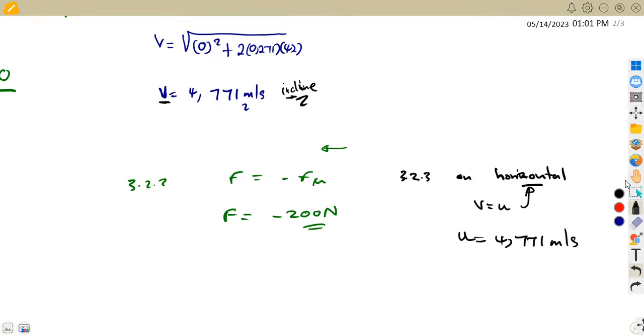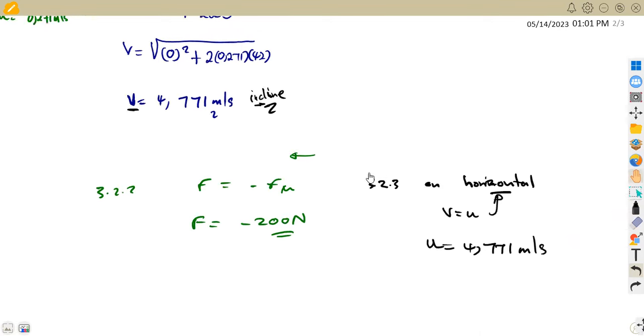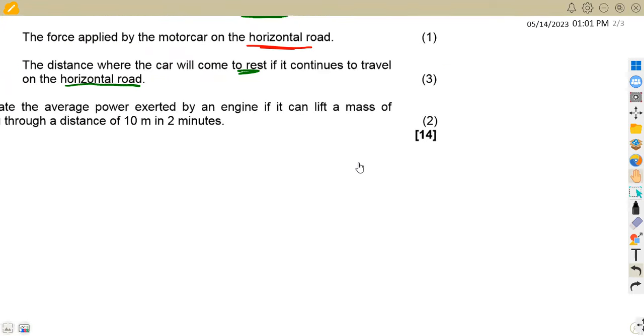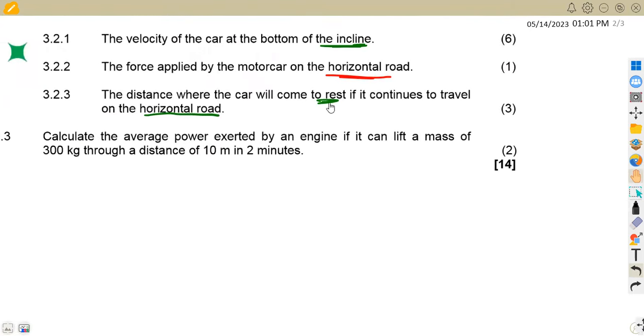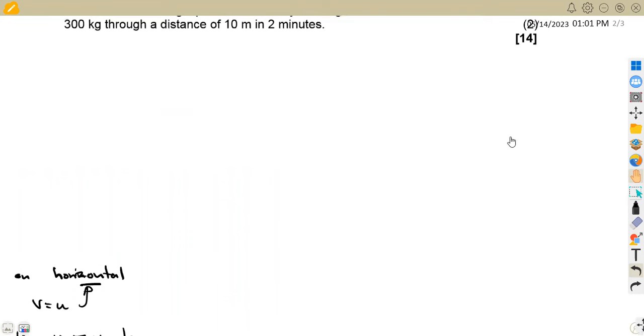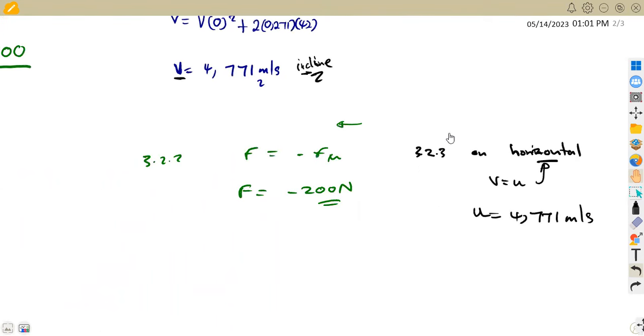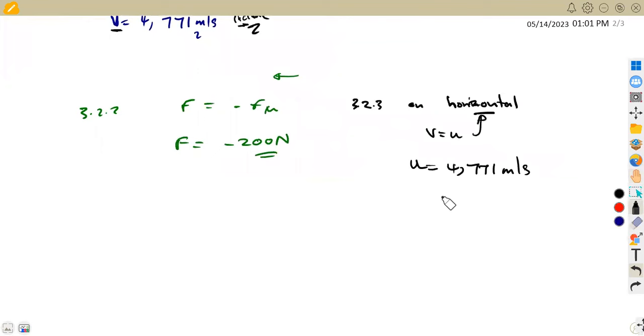But we are asked to calculate the distance, or the displacement, when it is going to rest. Take note, it is the distance when it will come to rest. Meaning at rest, there's no movement, so our final velocity is going to be 0 meters per second. But with this information alone, we can't calculate the distance, because we do not have the time taken for the horizontal. We do not have the acceleration for the horizontal. So what can we do?